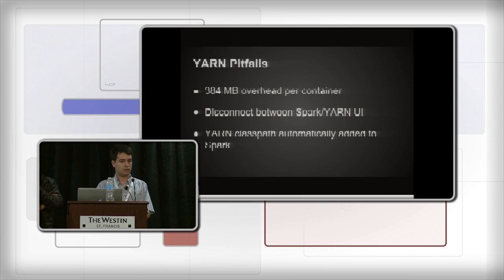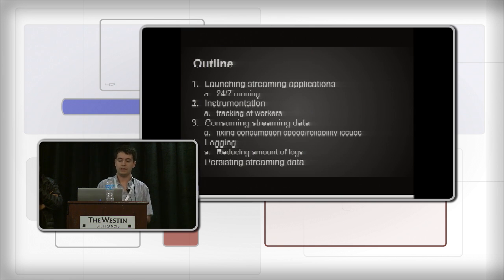Spark has a UI, Yarn has a UI. They are completely disconnected from each other. This has a lot of effect on the logs. We'll talk a bit about it later, and the previous talk mentioned it. And also the Yarn class path is automatically added to Spark whenever you run an application. The Yarn class path can be huge, and it can cause conflicts. We've had conflicts with Pig, we've had conflicts with Log4j, so you need to solve some of those issues.